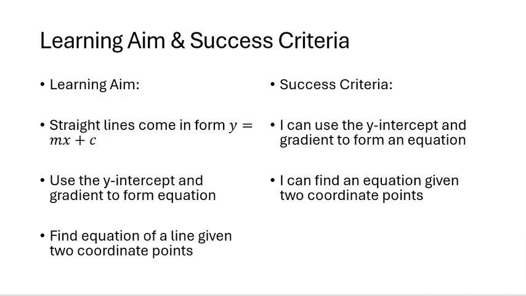So you just got to remember that the straight line comes from the formula y equals mx plus c. Now, there are three different methods to find the equation of a line. That just depends on the context of the question, and I'll be covering each of those, okay? So you'll be using your y-intercept and your gradient to create the equation, and then you'll be able to find the equation given two coordinate points, okay?